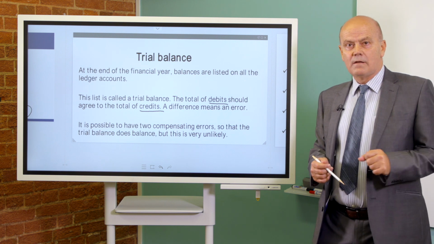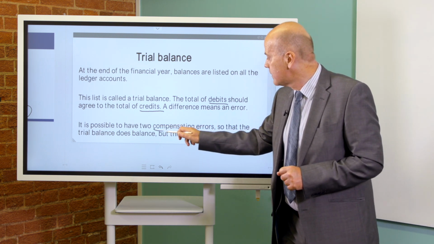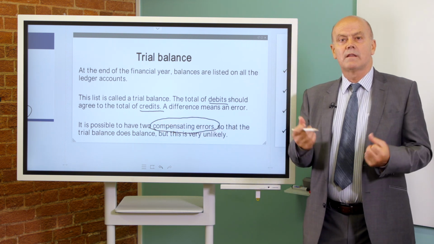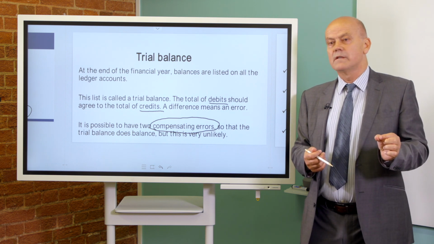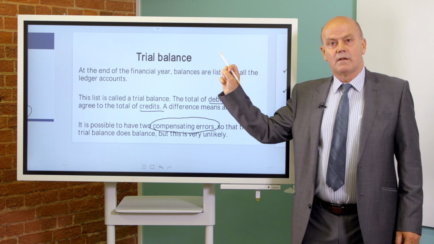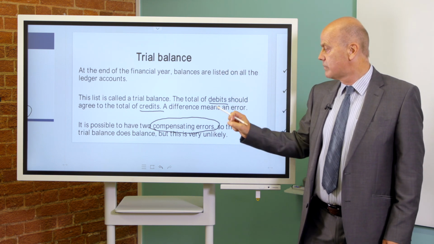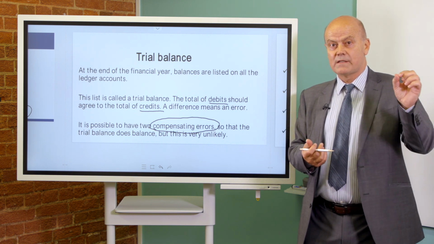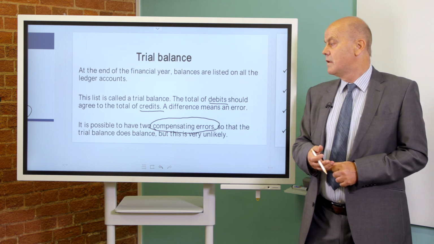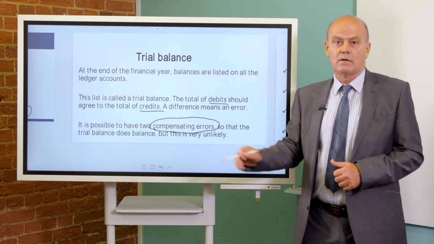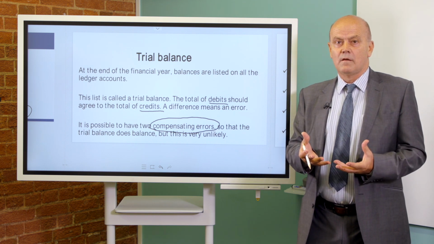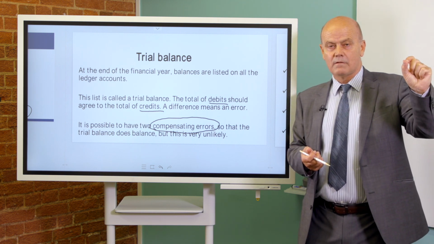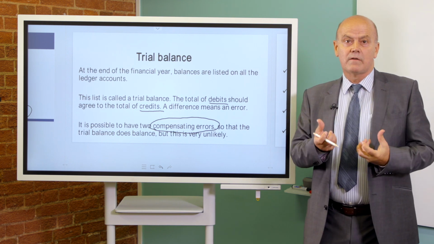Now, there is something here I just need to say briefly. This thing, compensating errors. Now, technically, if we had two errors that were the same size, but they were opposites, the trial balance wouldn't identify that problem. So the trial balance would fail. Now, I have to say, in about 30 years of work, I've never seen a compensating error. So they are very, very unlikely to occur. But they are possible. So the trial balance is not completely foolproof, but it is a very good system.